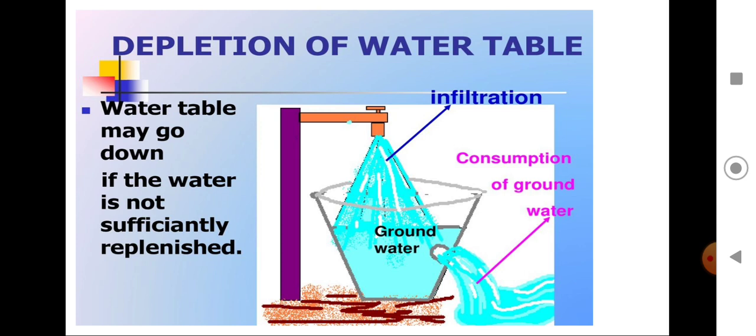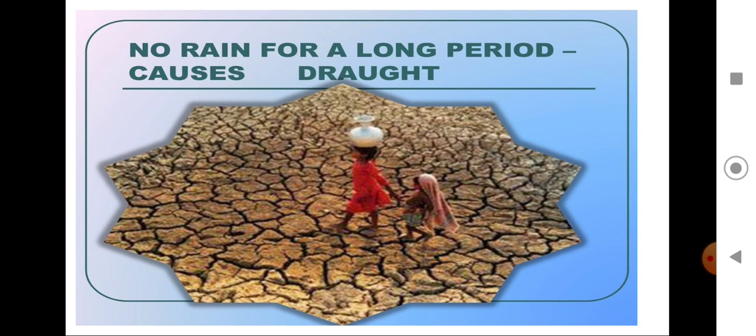When there is no proper rainfall, or the infiltration, that is the rainwater seeping inside, is not replenishing or recharging the ground, the depletion means the water table will start depleting, becoming lesser and lesser. That means the groundwater level is decreasing, which is very serious. Whenever water is needed, we will not be able to get it from the ground. That causes scarcity of water.